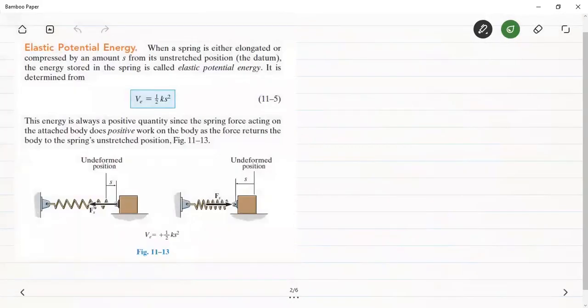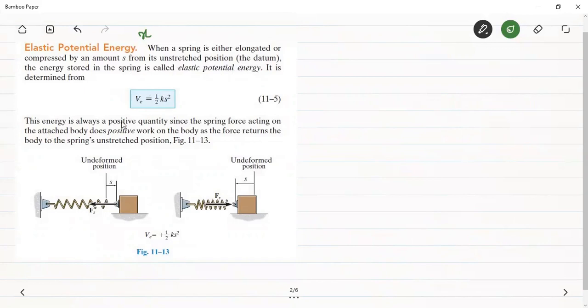Now let's move to this elastic potential energy. So when a spring is either elongated or compressed by an amount S, okay, we have been mostly representing the extension or the compression of the spring by X. Whenever a spring is elongated or compressed by an amount of X from its unstretched position, that is the datum, the energy stored in the spring is called the elastic potential energy. This relation we had seen in the previous lecture.